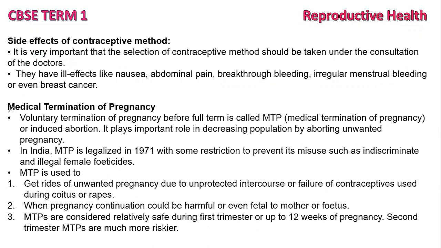Coming on to the term MTP, or medical termination of pregnancy. It is the voluntary, intentional termination of pregnancy before full term, called MTP, or medical termination of pregnancy, or you can call it induced abortion. It plays an important role in decreasing population by aborting unwanted pregnancies. But in India, MTP was legalized in 1971 with a very important restriction to prevent its misuse, such as indiscriminate and illegal female feticide.